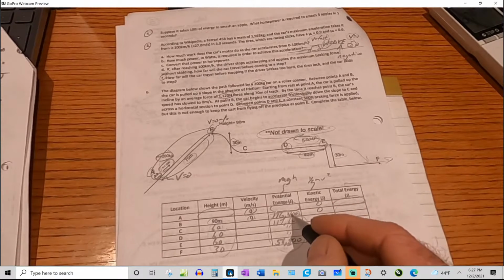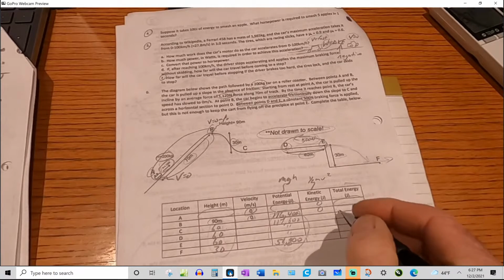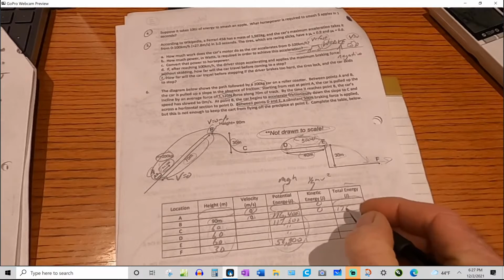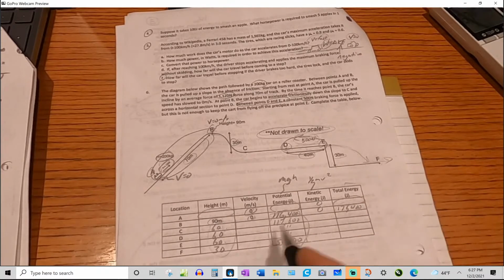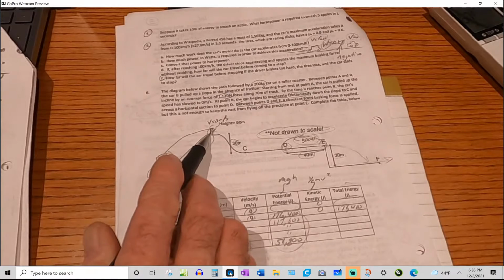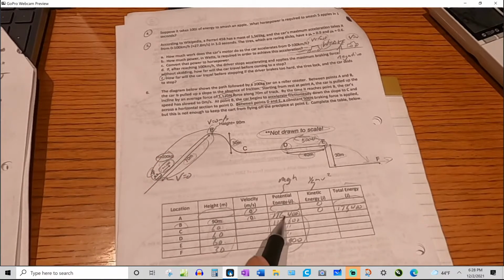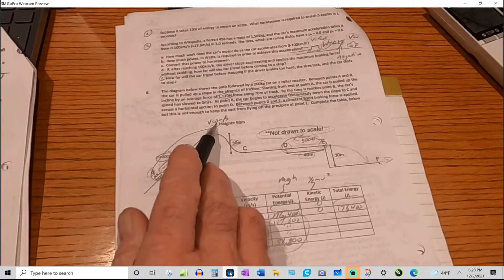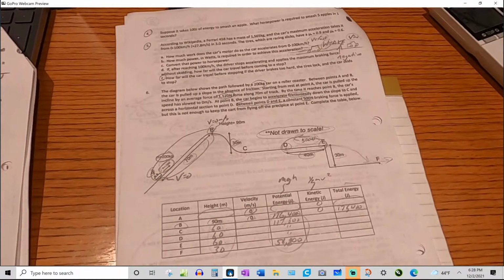So I can add this potential energy and this kinetic energy to get the total. Total is just going to be the same as the potential energy, 176,400. So up here at the top, that's at letter B. It has a lot of potential energy because it's up really high, but it doesn't have any kinetic energy because it's not moving. Total energy is that.